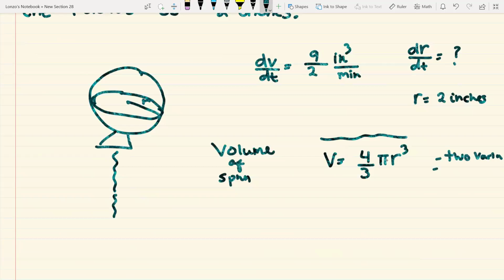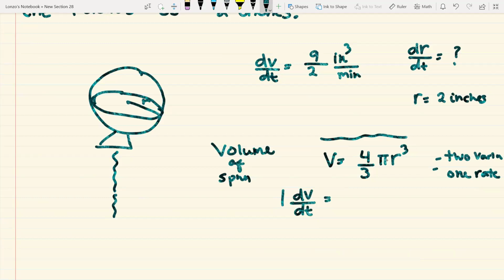That means we must have one rate, or one derivative. And that's true, we do have one rate. dV/dt is 9/2 inches cubed per minute. Then what I'm going to do is take the derivative implicitly with respect to time. So let's do the left side. What is the derivative of V with respect to time? The derivative of V is just 1, but with respect to time, you do have to add dV/dt.